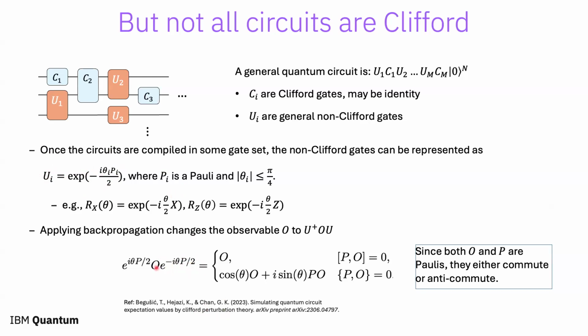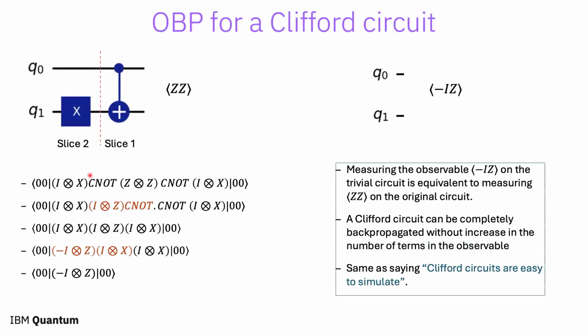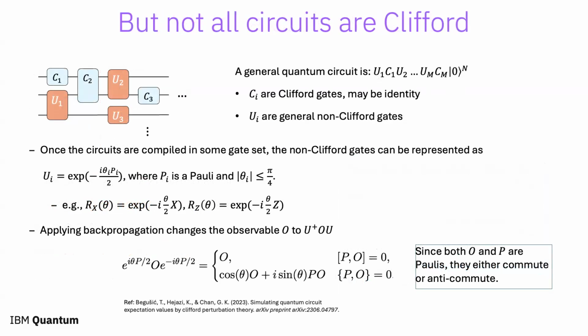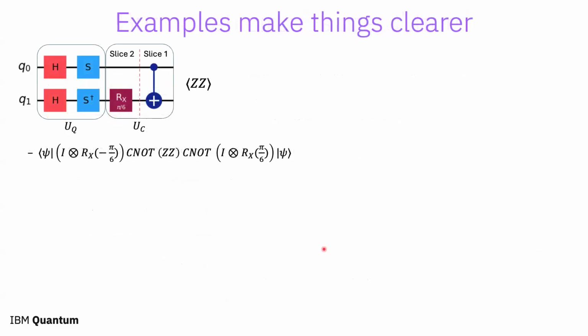This O is essentially a set of Paulis, right? It's a linear combination of Paulis. Any observable is. So it can either commute with P or anti-commute with P. If it commutes with P, you can backpropagate without any problem, the way we were backpropagating here, without any increase in the number of terms. But if O and P anti-commute, then it splits. Then you have two terms. So you have a cos theta with the original O part and a sine theta with the P times O part. Let's see an example first.